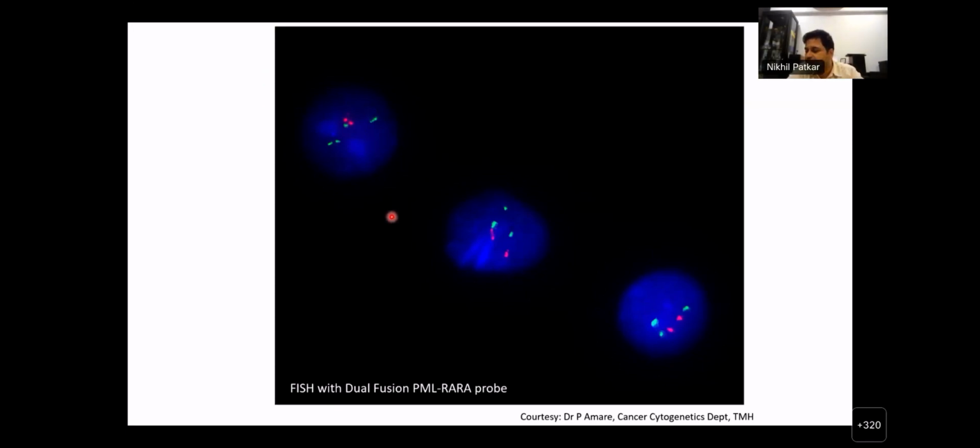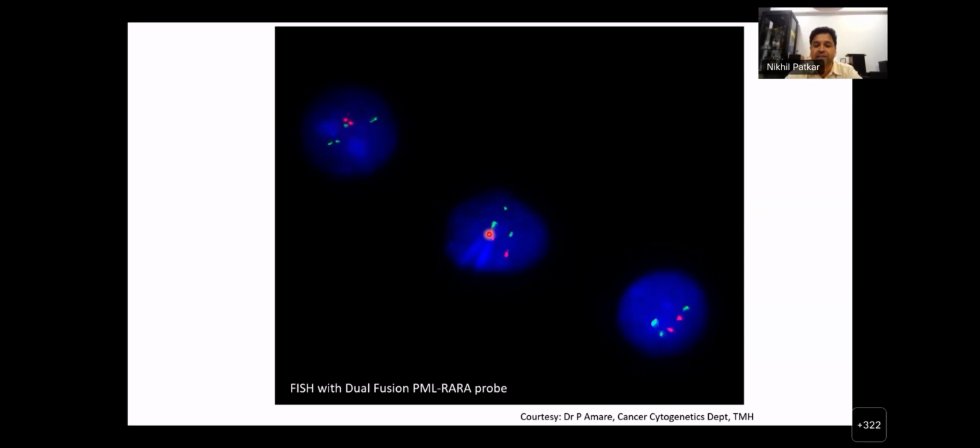Sir, there is a green signal which is for the RARA gene and a red signal for the PML gene, and here you can see the fusion of red and green signal, which means there is a fusion of the PML RARA gene. So let me tell you that there is no fusion in this. No, there is no fusion in this at all. This is negative for PML RARA.